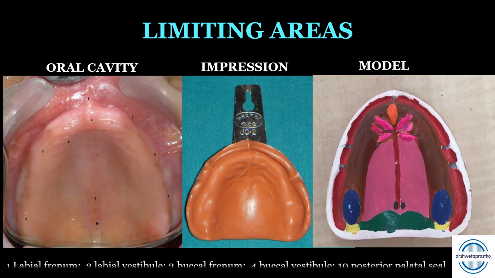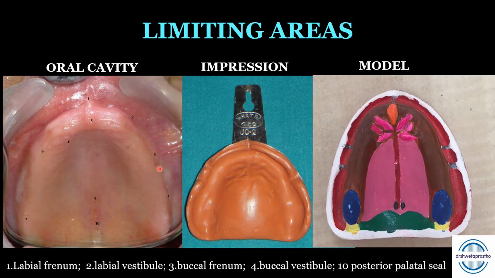Now the limiting or the peripheral areas, they determine the denture border, the extension of the denture. So if we talk in the oral cavity, we will start anteriorly. This is the labial frenum. Okay, it appears as a labial notch in the impression as I told you earlier also, and this blue is the labial frenum which is obtained in the cast. We move posteriorly. This is the labial vestibule on both the sides which is present between the labial frenum and the buccal frenum. It appears as a labial flange in the impression, and this is the labial vestibule which is seen in the cast.